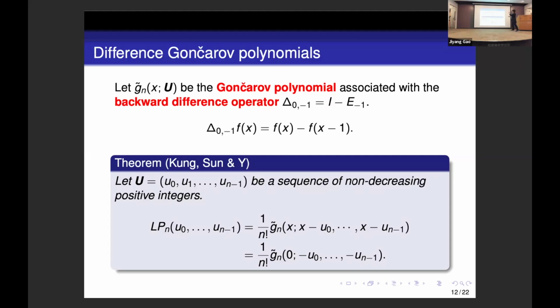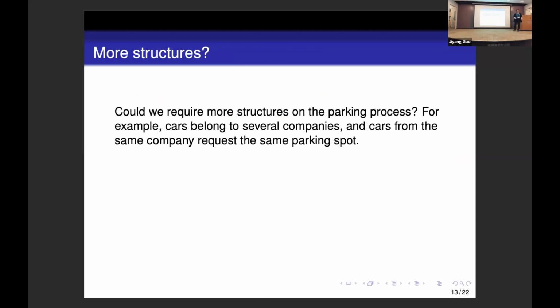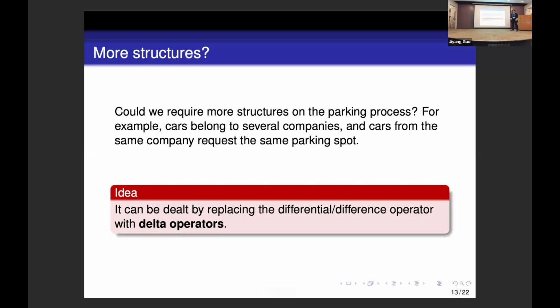So here is what Joseph and I found out, and the natural question would be, can we explore more on our structures? So for example, can we think of that parking process, cars finding their spot? What happens if you say those cars belong to several different companies? They may not all be different companies, but some are coming from the same company. And you would require that cars from the same company want the same parking spot. In that case, how many parking functions are there? It turns out, by the idea of Gamma-Rho interpolation, you can actually answer such a question.